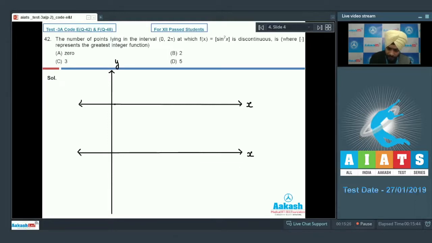Again x-axis. So y equal to sine x, something like this. Okay, this is obviously 0, pi, 2 pi. This is y equals sine x.